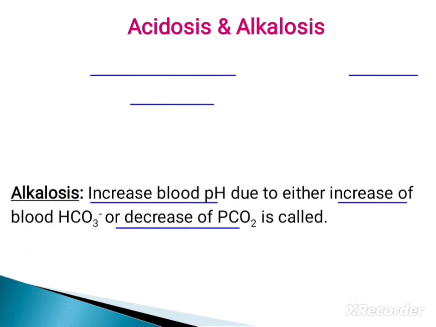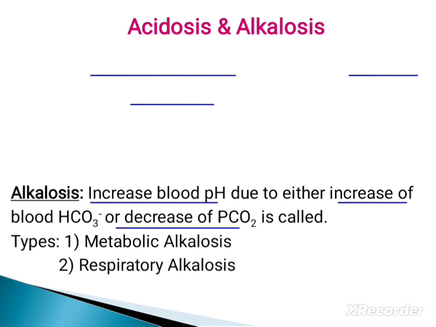On the other hand, for defining alkalosis, we will say increased blood pH due to an increase of serum bicarbonate. If serum bicarbonate increases, it is metabolic alkalosis, or if a decrease of partial pressure of carbon dioxide occurs, it is respiratory alkalosis. So we will get four formulas for all four types of simple acid-base disorder. These formulas are very, very important.